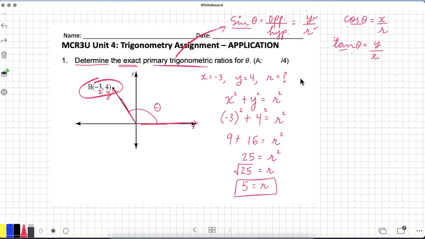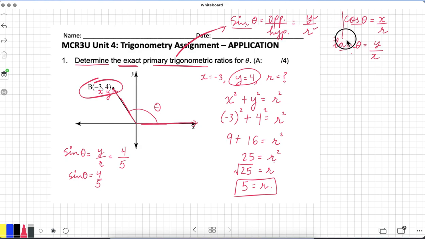Okay, so what's going to be the sine theta here? The formula is y over r. We know r is 5, that goes in the denominator. And what is the y? The y here is 4. So the sine will be 4 over 5. We needed to find the exact primary trig ratio, so this is the exact primary trig ratio.